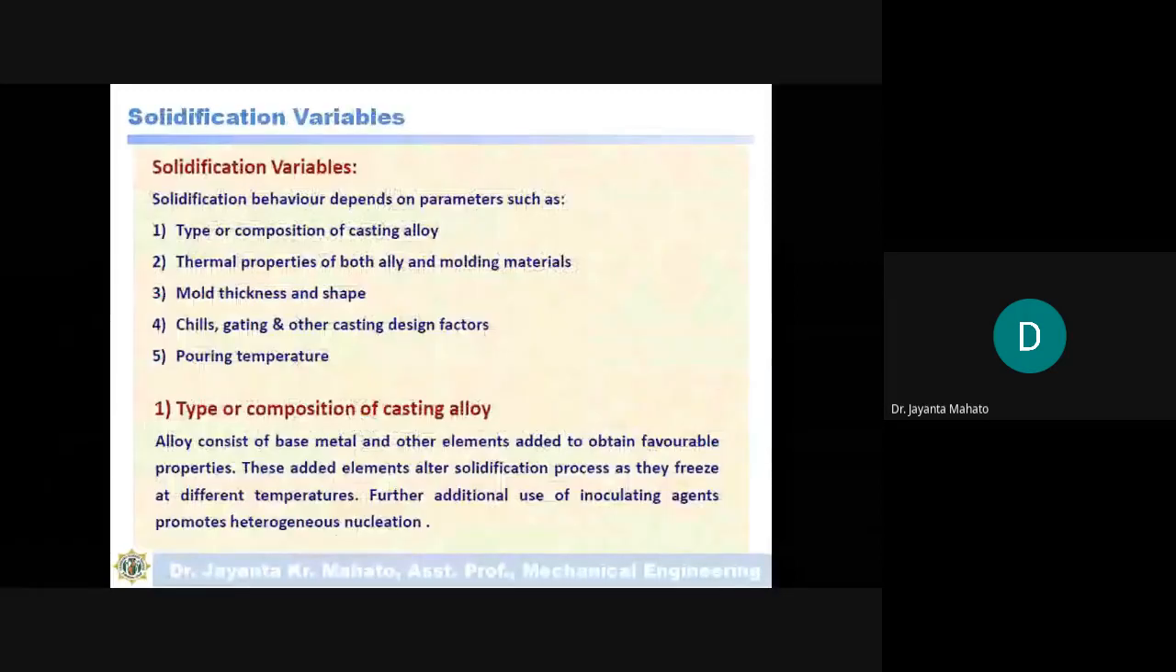Now there are some solidification variables. Which are those variables? Solidification behavior depends upon some parameters like the type or composition of the casting alloy. So what material or what type of alloy do you want to cast? The solidification rate depends on that material or alloy, and accordingly the solidification of the casting product of that material.